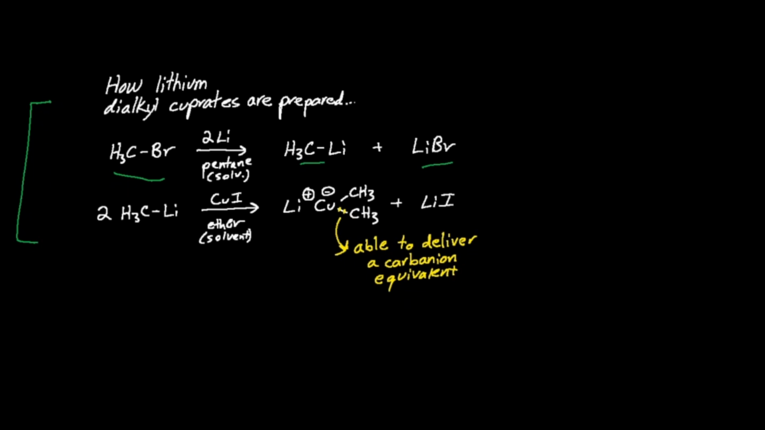The organolithium can react with copper iodide, and the copper does sort of what magnesium does in Grignard reagents, just sort of inserts in there. You have to have two of these alkyl lithiums to create one lithium dialkyl cuprate. And so this is, of course, able to deliver a carbanion equivalent as a, I guess you would say at this point, a softer carbanion equivalent, a softer nucleophile.